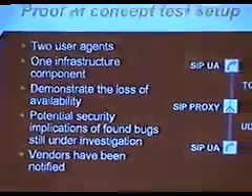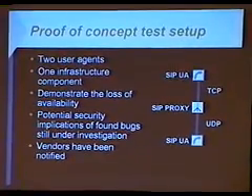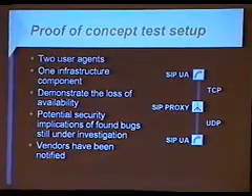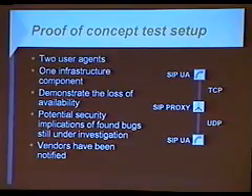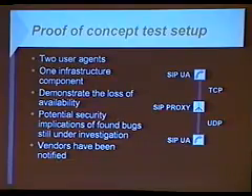The test setup that we have here is two user agents, both being open source. We didn't care to go after the commercial ones, cheap as we are. Then we have one infrastructure component, a SIP proxy, and with these, I'm going to demonstrate the loss of availability. We didn't really go into investigating the real security implications of the flaws that we found. So basically, what we are demonstrating is denial of service.